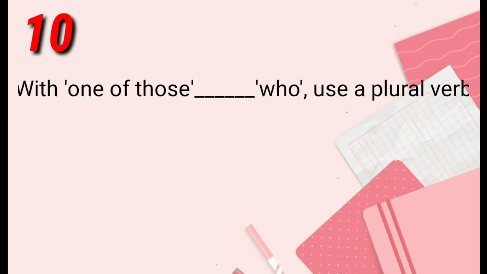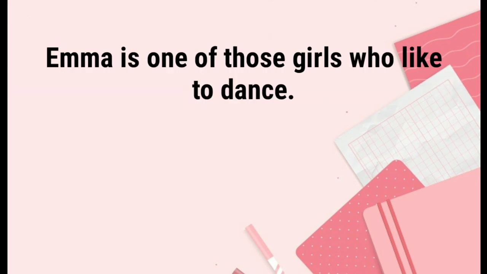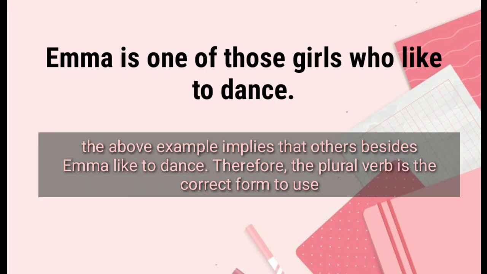And for the 10th rule, first we have with one of those blank who, use a plural verb. For example, Emma is one of those girls who like to dance. The example implies that others besides Emma like to dance. Therefore, the plural verb is the correct form to use.